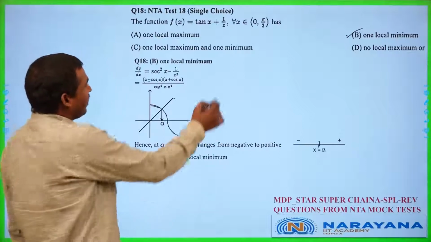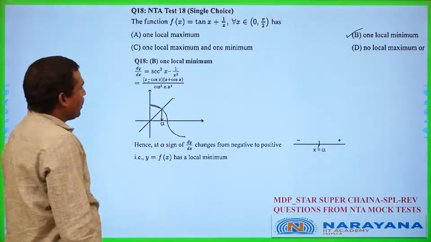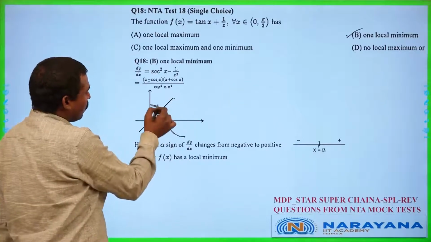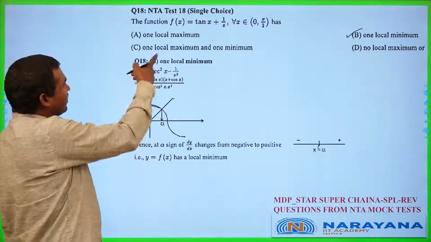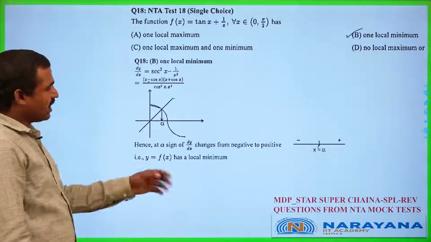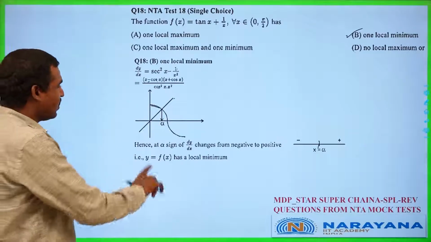In that interval, the number of points of intersection of x equals cos x is only one, which is alpha. And in the neighborhood of alpha, the sign of f dash x changes from negative to positive, which means it is a local minimum.